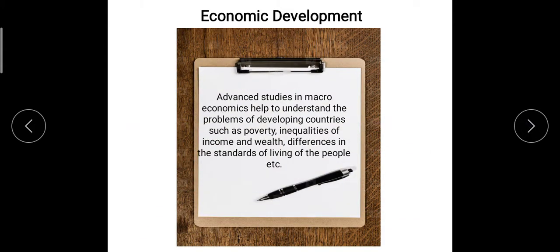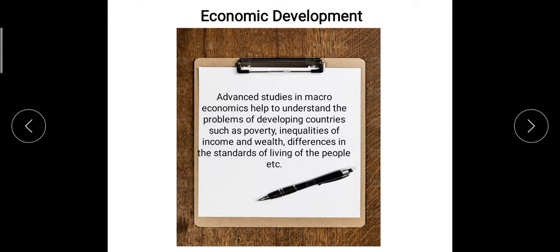Economic development, and now economic development you already know about it. I already explained to you economic growth and economic development, and what the difference between them is. Okay, so advanced studies in macroeconomics help to understand the problems of developing countries, such as poverty, inequalities of income and wealth, differences in the standard of living of the people, etc.